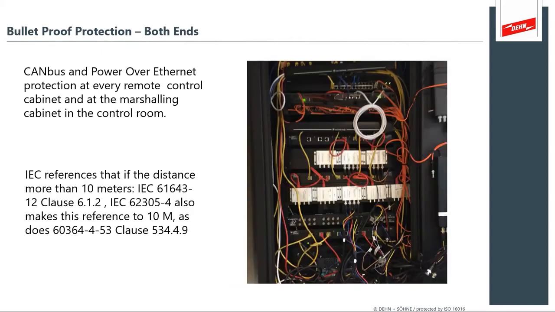Bulletproof protection on both ends. So you've got your exposed IO control and IO flow meters. What's on the other end? Is the cabinet properly protected? CAN bus and power over Ethernet protection should be at every remote control cabinet and in the marshalling cabinets in the control rooms. And I did reference that we're looking for distances greater than 10 meters, that the IEC standards do a really good job helping direct and offer guidance so that the designers and the operators have an idea of what to look for.